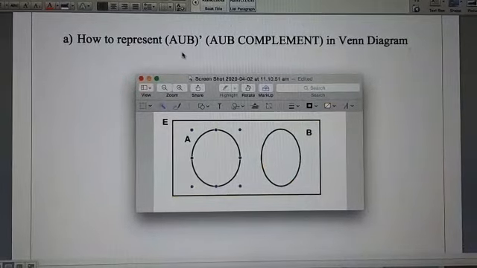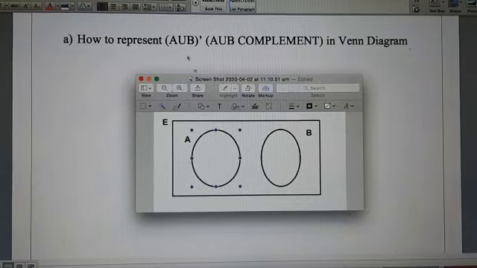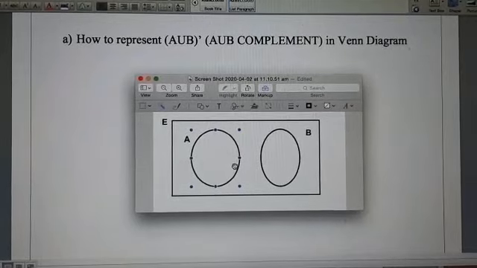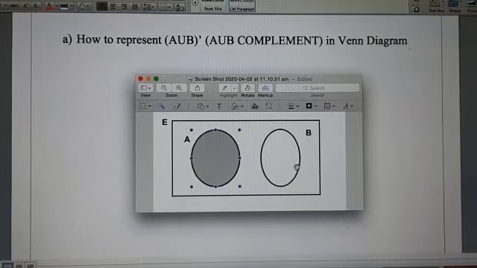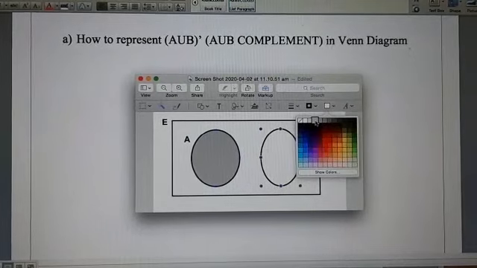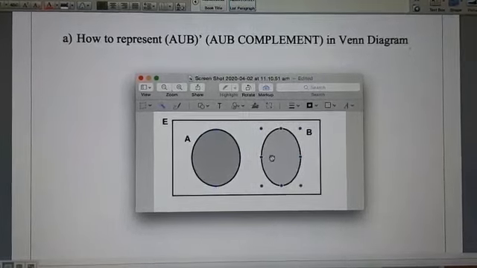Now consider the case when we have to shade A union B whole complement. Now the set here is A union B. We have to shade the complement of A union B, not A union B. Now A union B complement means you are going to shade the region other than A and B. Now A union B includes which region? A union B includes the region A and the circle B. Now this is basically A union B.